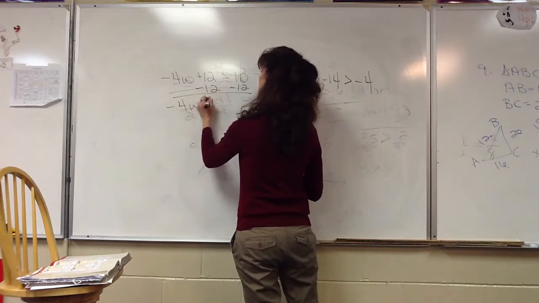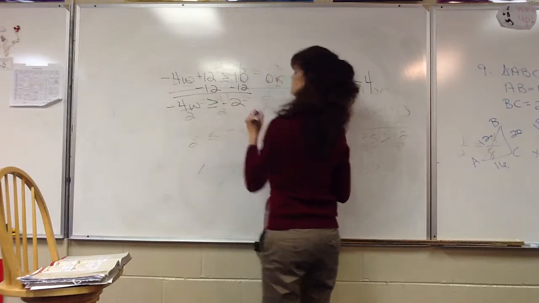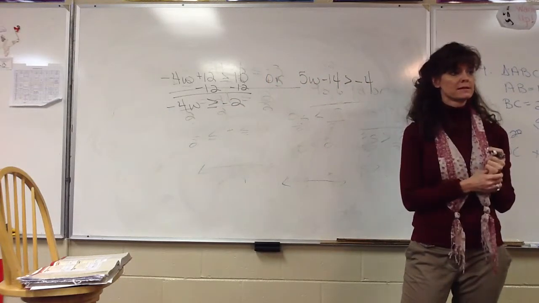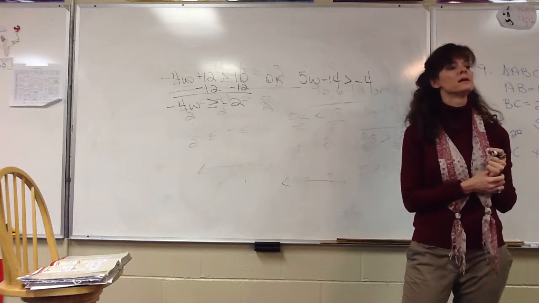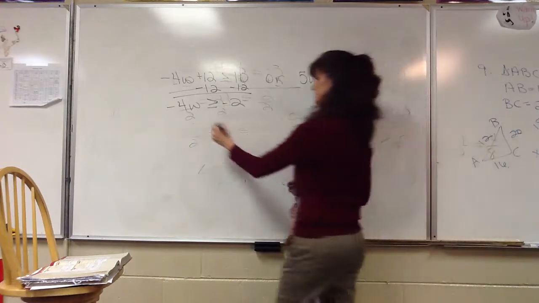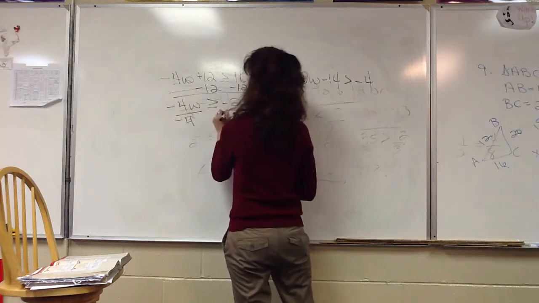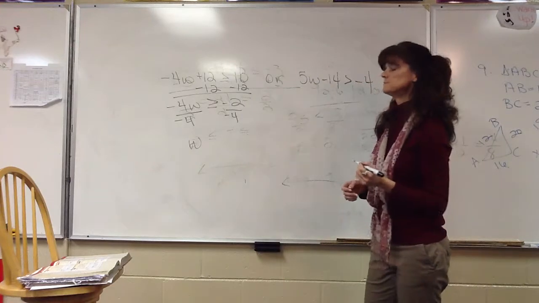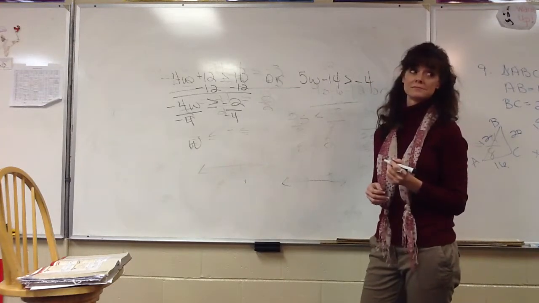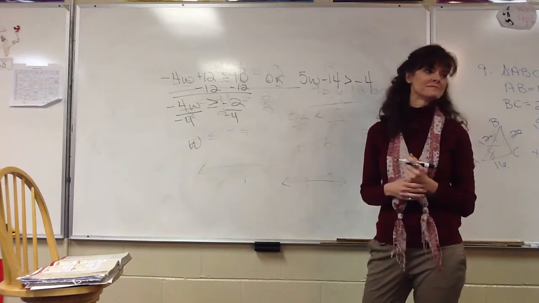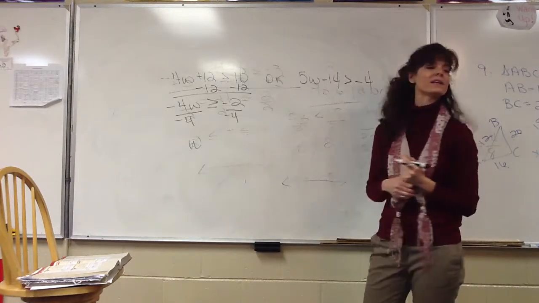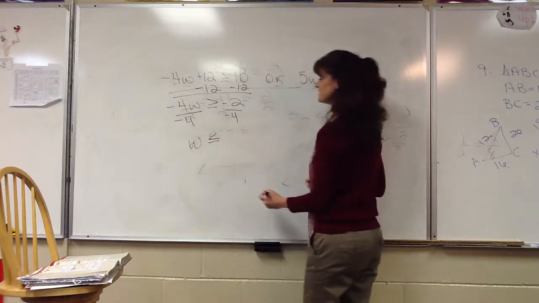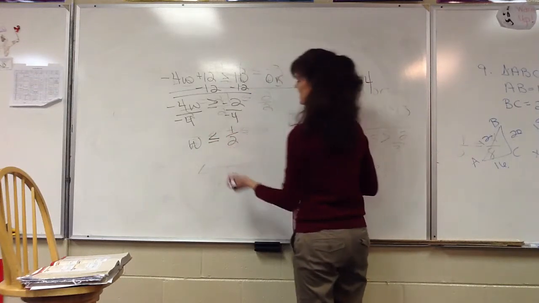Negative 4w is greater than or equal to negative 2. Now what? You're going to divide by negative 4 on both sides. So w is what? Less than or equal to 1/2. You divided by a negative, so it would be positive 1/2.